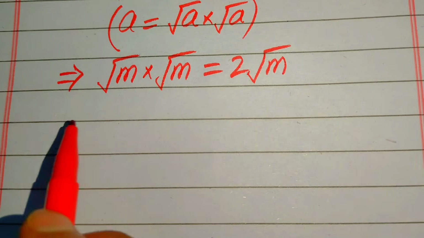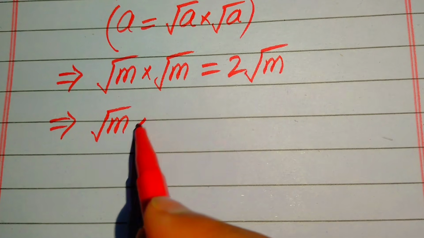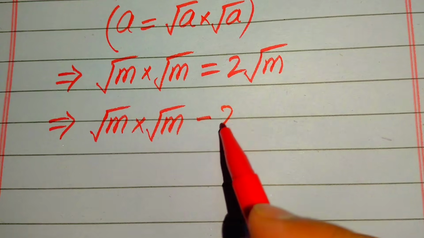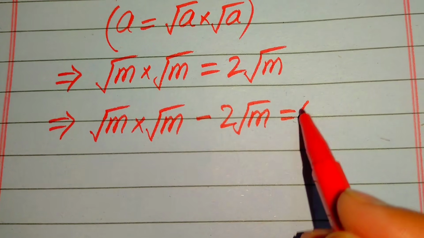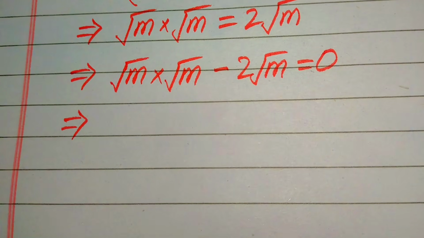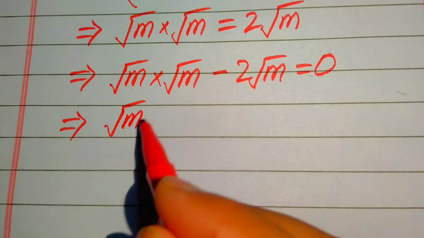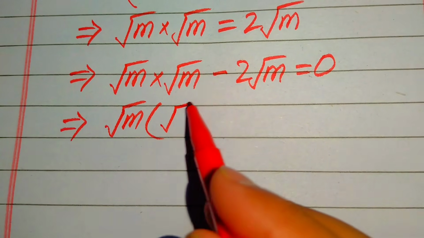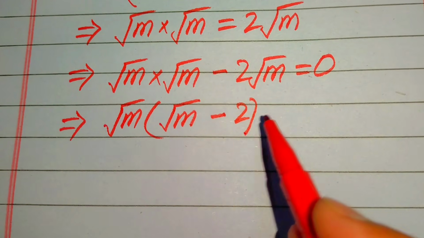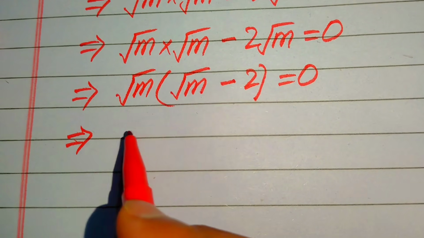And now we move the term 2 times the square root of m from the right hand side to the left hand side, and it becomes square root of m multiplied by square root of m, minus 2 times the square root of m, and this whole equation is equal to 0. In the next step, you see that both of these two terms involve the square root of m. So we take common square root of m, and the remaining values are square root of m minus 2, and this whole equation is equal to 0.